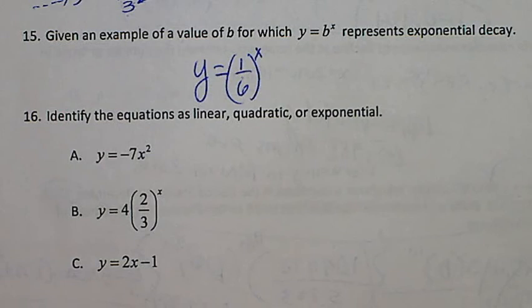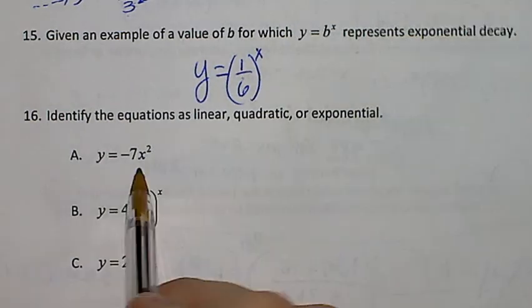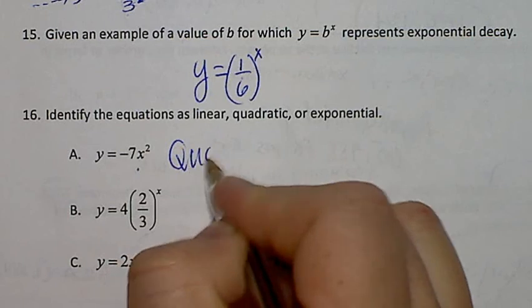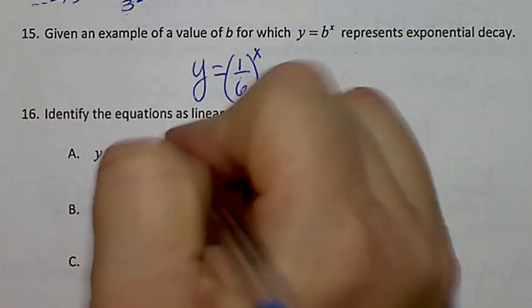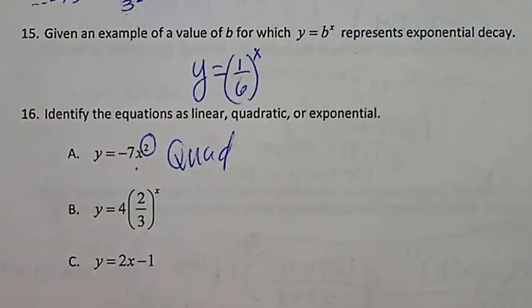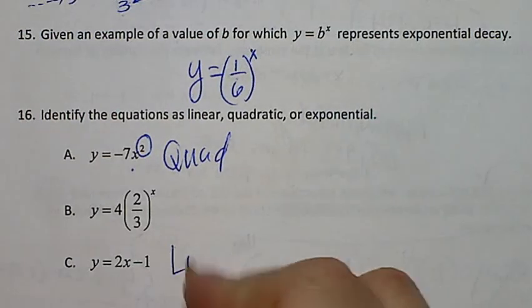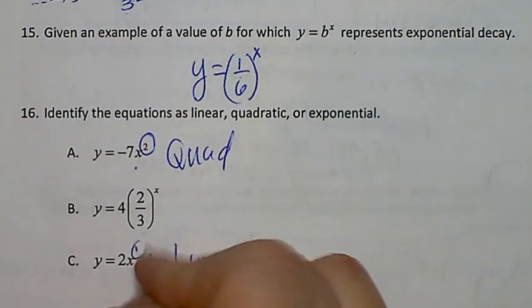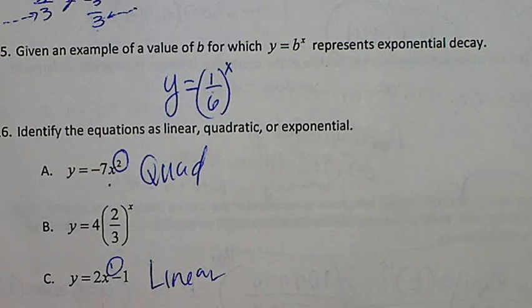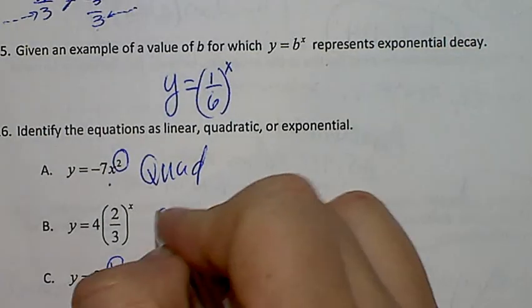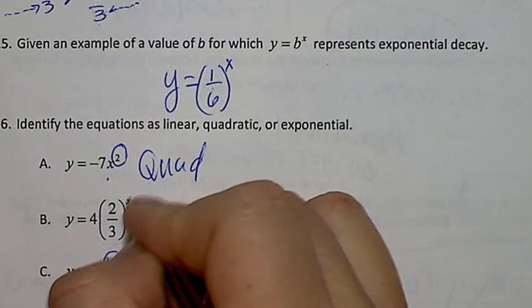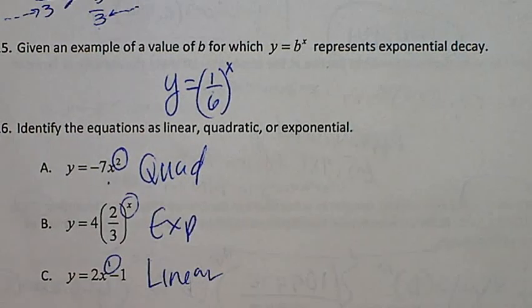Okay, you ready? So part A. Part A is quadratic, and there's one reason you know that, and that is because the degree is a 2. Likewise, we know part C is linear because the degree is 1. And we know part B is exponential because the exponent is a variable.